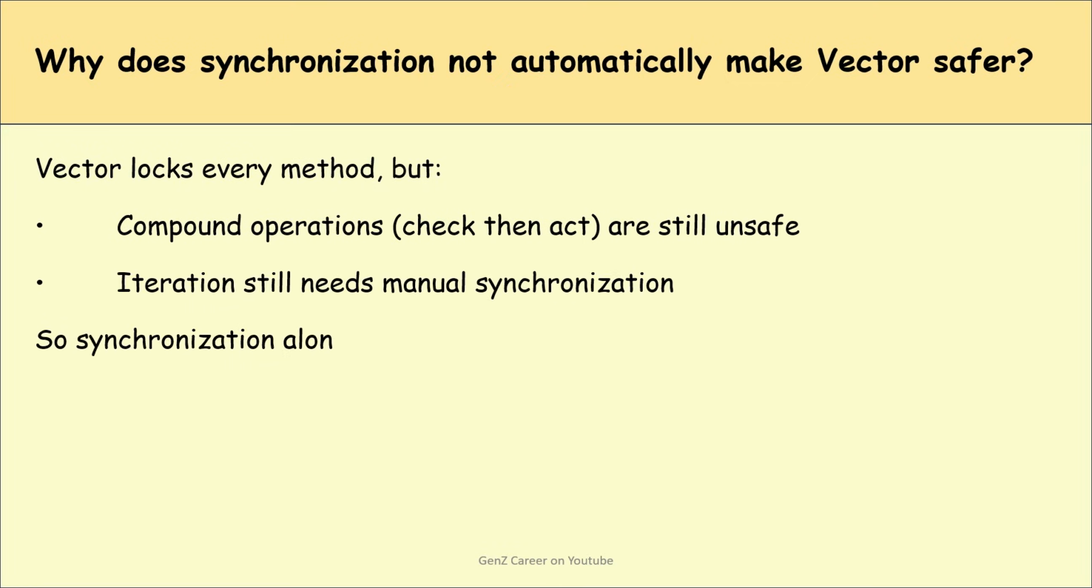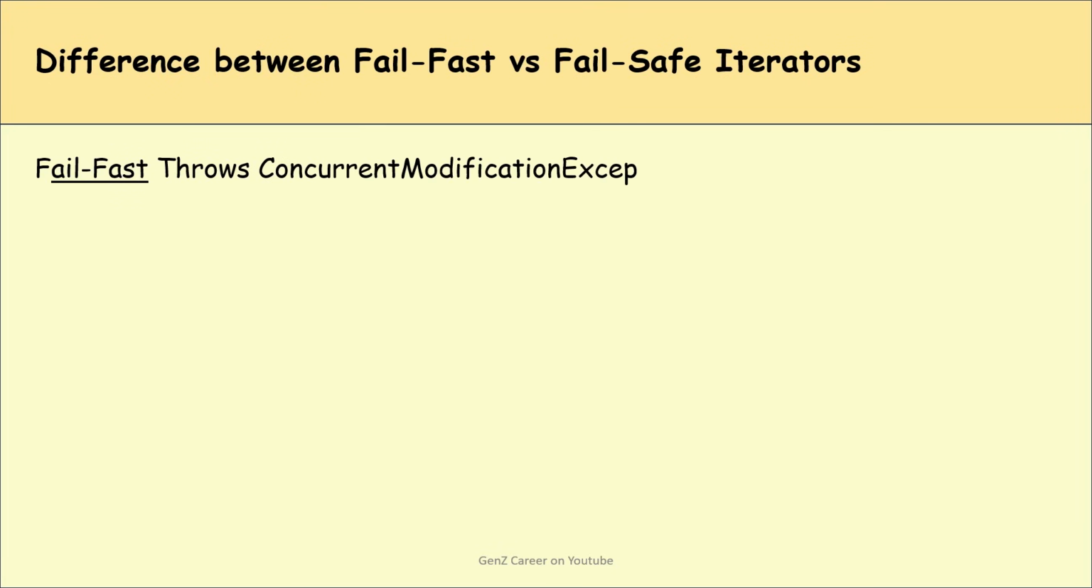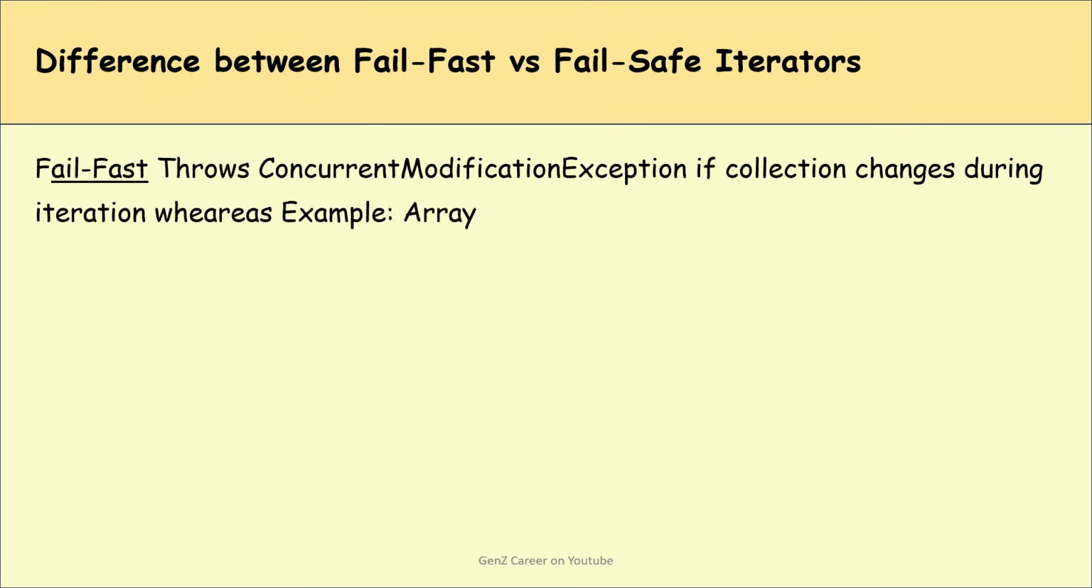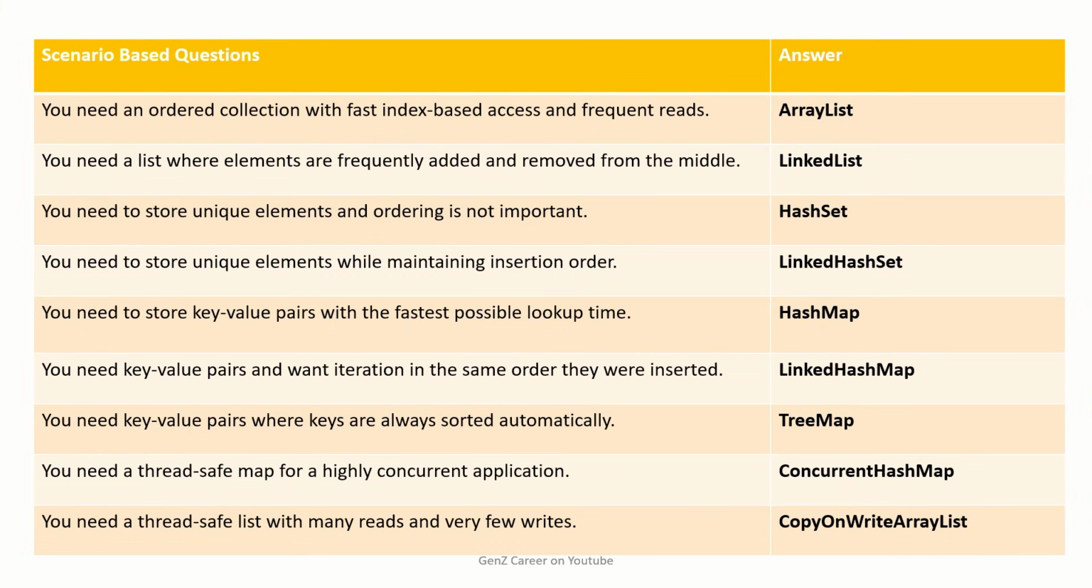Next question is, can you tell me the difference between fail-fast and fail-safe iterators? Fail-fast throws ConcurrentModificationException if the collection changes during iteration. Examples are ArrayList, HashMap, whereas fail-safe works on a copy, no exception. Examples are CopyOnWriteArrayList, ConcurrentHashMap. Now guys, you could pause the video and take a screenshot. These are very important and most asked scenario-based questions.